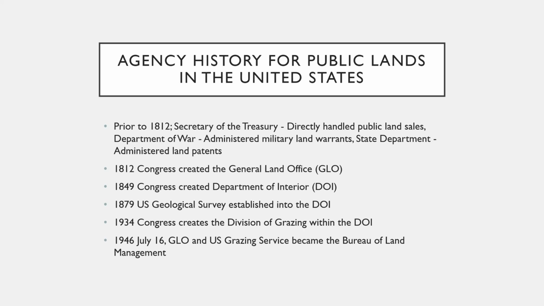Conservation of public land became a concern for many years, especially considering grazing and the mineral rights. By 1934, Congress created a division of grazing separately within the Department of Interior. But soon after, in 1946, on July 16th, the General Land Office and U.S. Grazing Service became what is now known as the Bureau of Land Management. And with this date, E. Louis Peffer said there opened a new chapter in the history of public land administration in the United States.